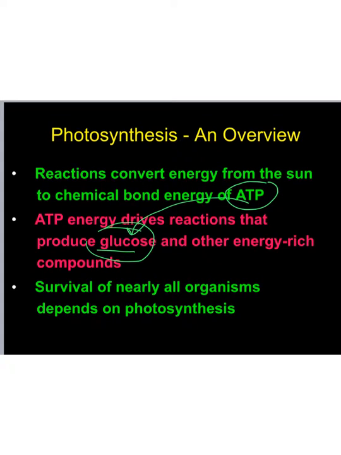A lot of survival of organisms is dependent upon photosynthesis. In fact, even non-photosynthetic organisms depend on photosynthesis for survival because the main byproduct of photosynthesis, the molecule that is released by photosynthetic organisms, is oxygen. And any aerobic organism who carries out cellular respiration needs oxygen to survive.